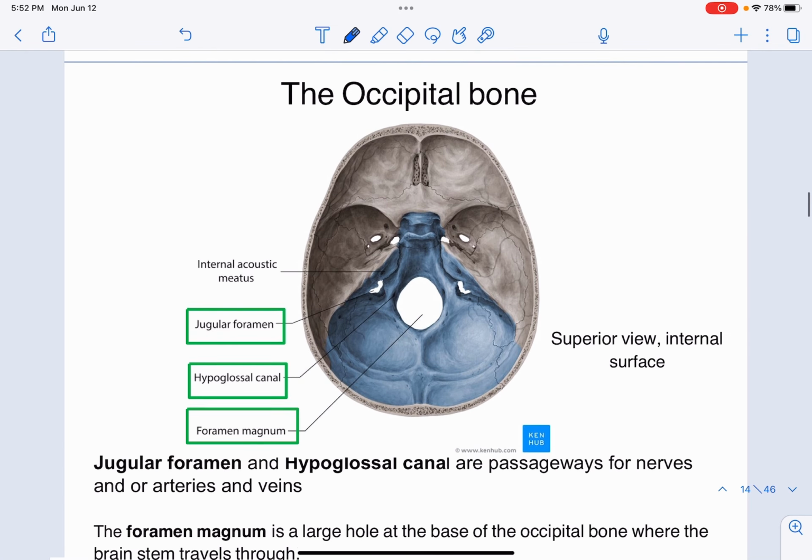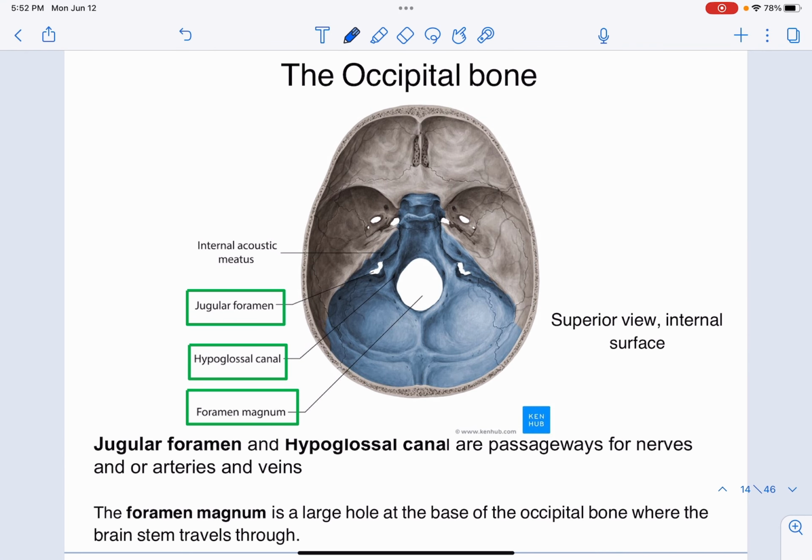All right, now if we take the base off of the skull, and you might have to use the plastic model for this one so that you can see all of these features, because you need to cut the top portion off. There's a few holes that we should discuss. The first one, let's do the foramen magnum. That is this big hole right here, the large hole. That is where the brainstem and the spinal cord are going to travel down. That's the foramen magnum.